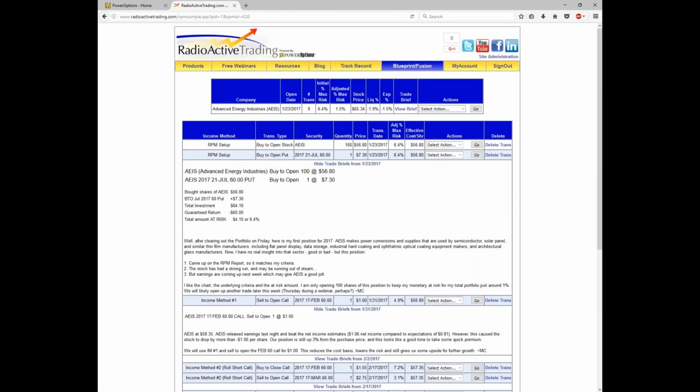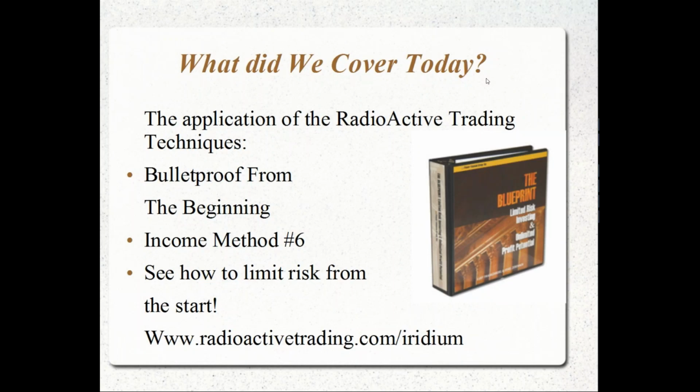I start it this way because I control the risk from the onset. If I'm right and the stock moves up, I give a little bit back on the put, but as Joe mentioned earlier, I'm still at positive delta on the position. So as the stock moves up, I lose less on the put. Okay, let's go back to where we wanted to go. So that's how we approach things here at Radioactive Trading.